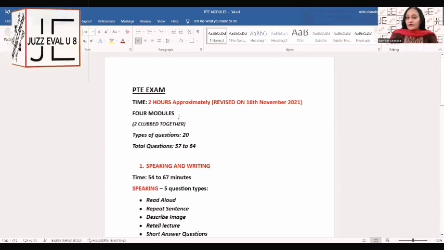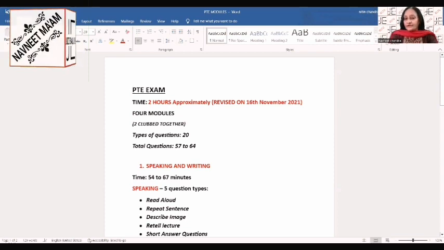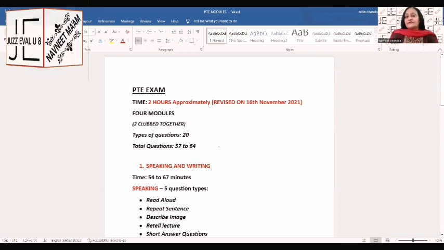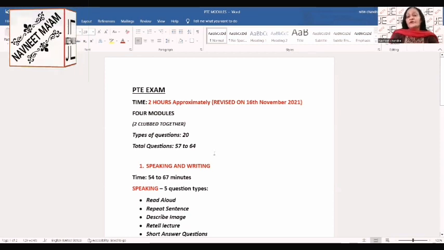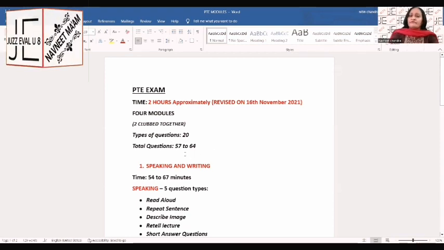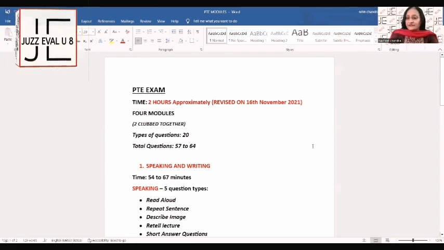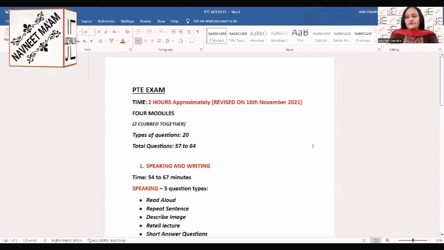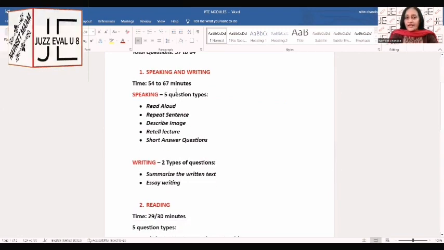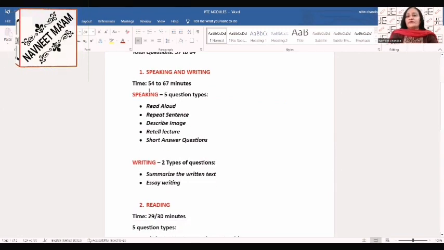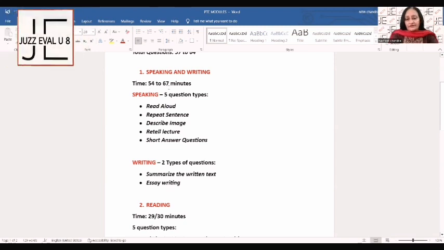So there are 4 modules. 2 modules are clubbed together. The total number of different types of questions is 20. However, the total number of questions can vary between 57 to 64. The modules that are clubbed together are speaking and writing, and this takes anywhere between 54 to 67 minutes.